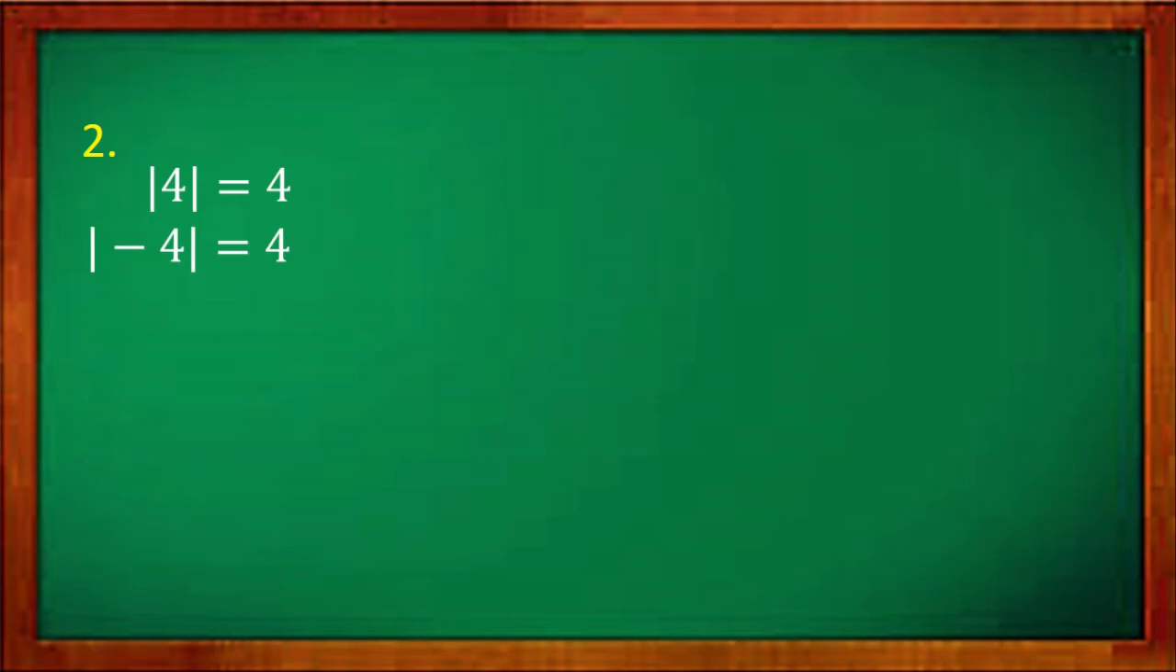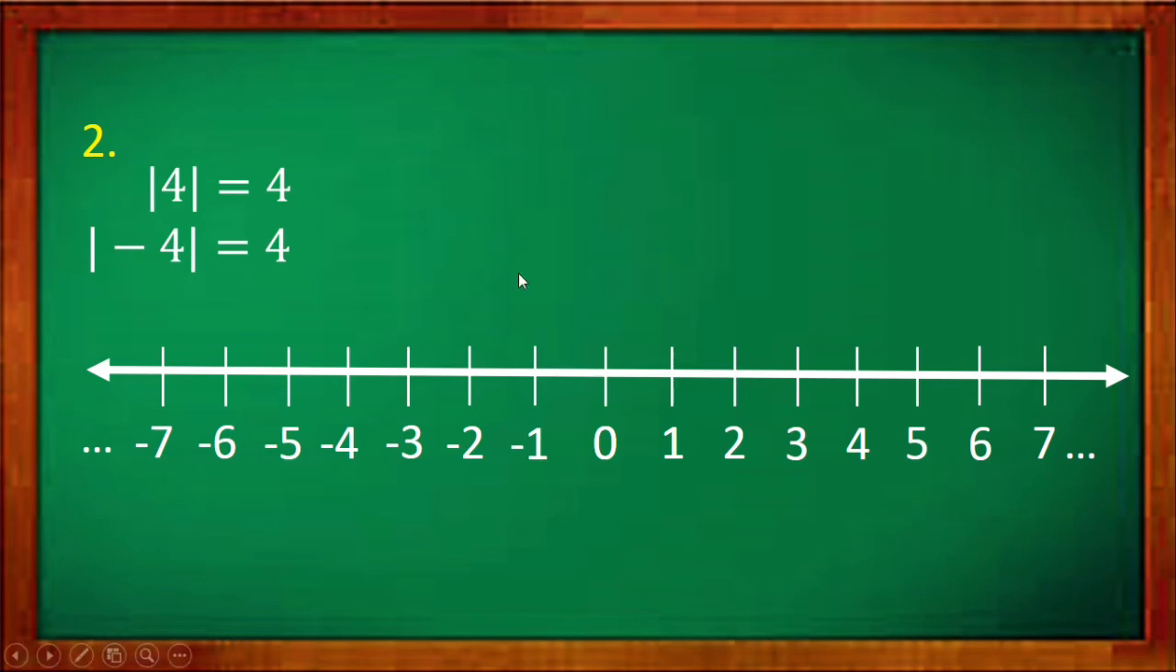And to check, let us use again a number line. So, positive 4 is on the right side. So, we are going to get the distance from 0 up until positive 4. How many moves do we have? We have 1, 2, 3, 4. Therefore, our answer for absolute value of positive 4 is correct, which is 4.